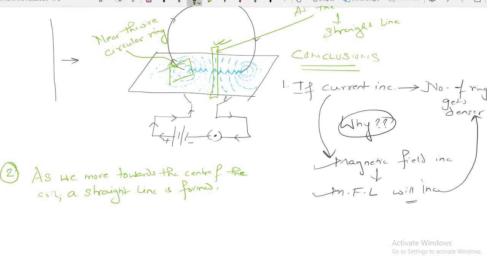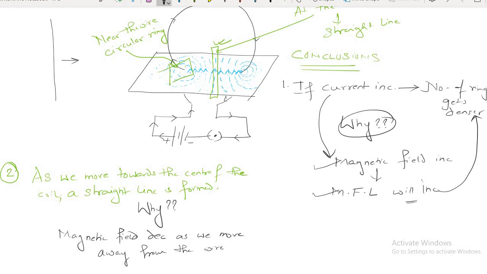Now the question is, sir, why? Why is a straight line formed? The straight line has formed because magnetic field decreases as we move away from the wire. You see, the wire is here. Now, the wire is here.